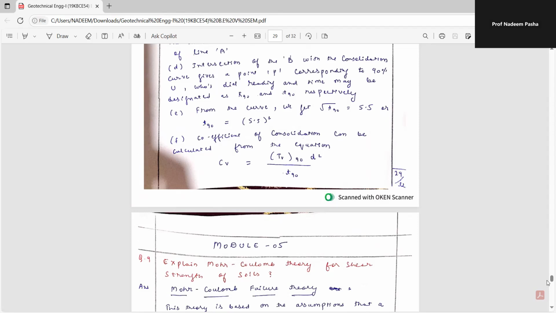From the curve, we get root t90 equal to 5.5, or t90 is equal to 5.5 square. Coefficient of consolidation can be calculated as Cv equal to Tv into d square by t90.